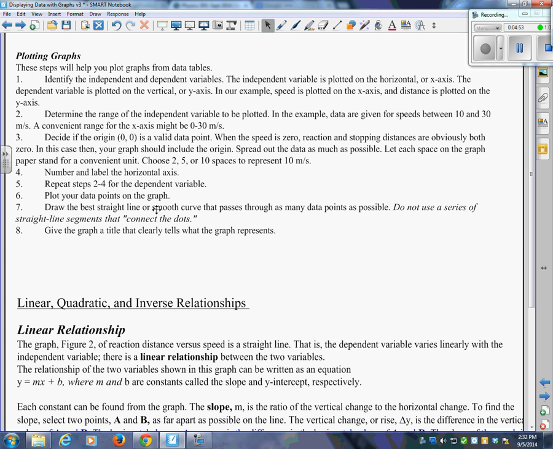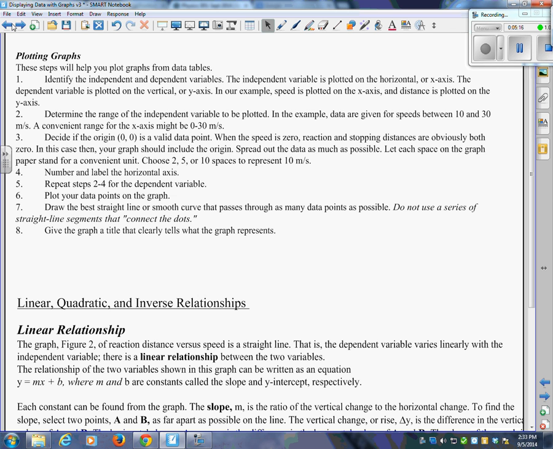How do you know what range is in math class? From one extreme to the other? On the y, I think, right? Domain and range, right? So range here, we're talking about one extreme to the other. So what's the smallest x variable? What's the biggest x variable? That's the range. In the example, data are given for speeds between 10 and 30, so a convenient range for the x-axis might be 0 to 30.